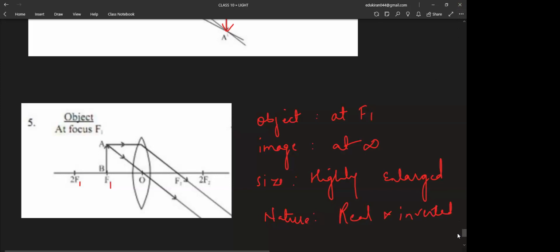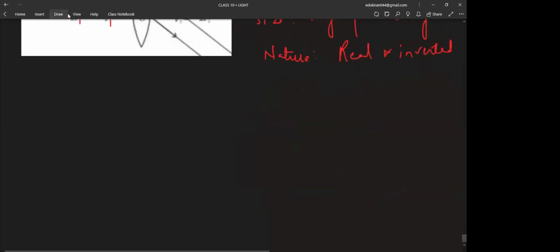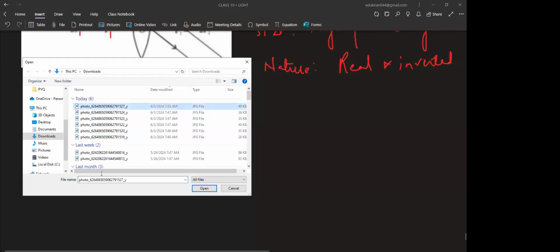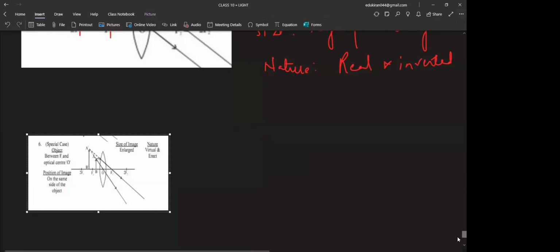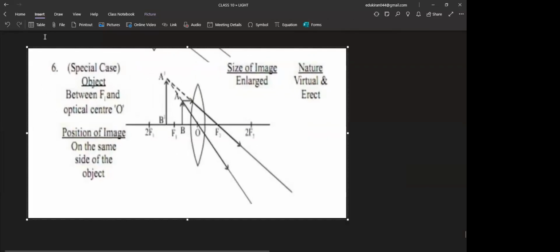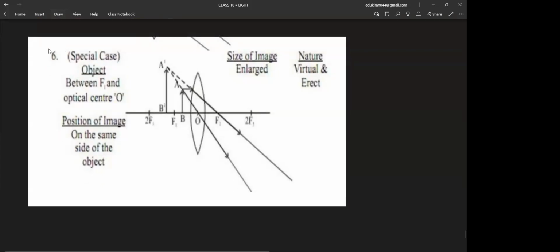One special case is there. One special case also, let us discuss. Look here. This is a special case. Why? Because till focus we had already covered. Now what we are doing? We are bringing the object more closer. We are bringing it closer to again the lens.